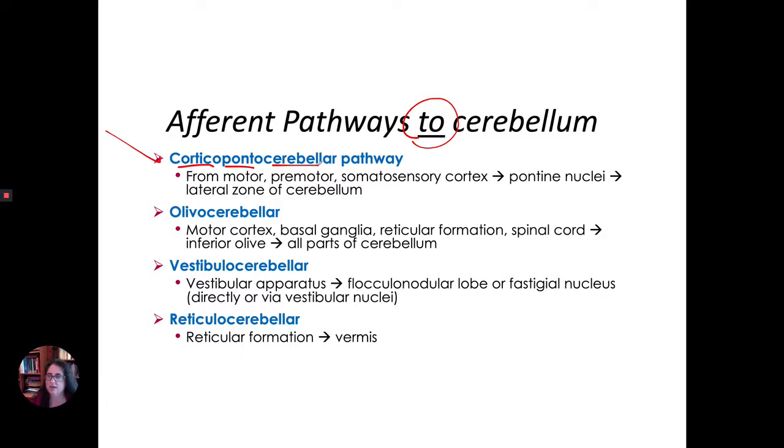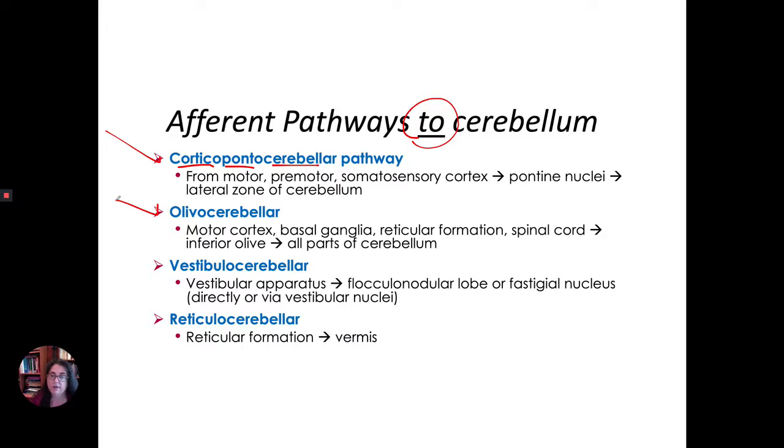Corticopontocerebellum. And where in the cerebellum? Mainly in those lateral zones. So those are afferent pathways into the lateral zones. You also have olivocerebellar pathways into the cerebellum, going from the motor cortex, also basal ganglia, also some reticular formation, and even the spinal cord.